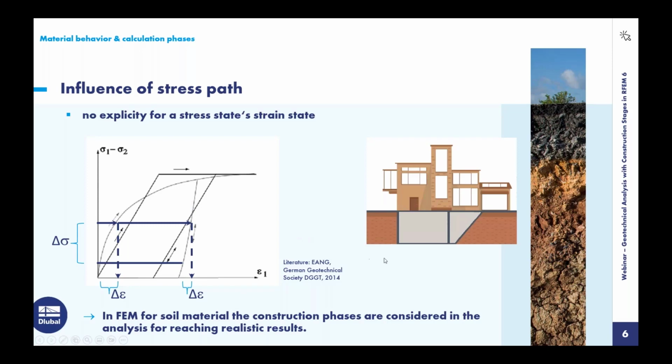So I want to show it with that building. If you want to model a project like this, you have the soil and the excavation, and then you construct your building. Then you cannot just model the soil with the hole and the building in it and put on loads. You cannot calculate only one loading phase because you wouldn't consider the path.